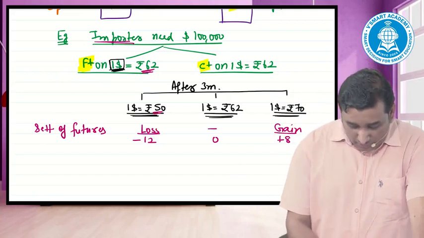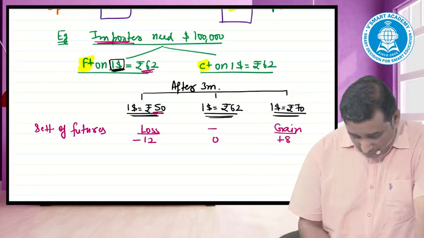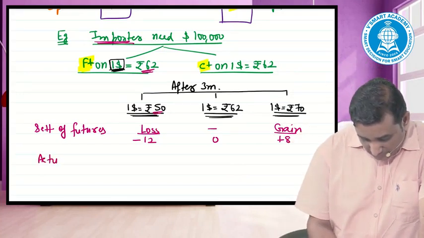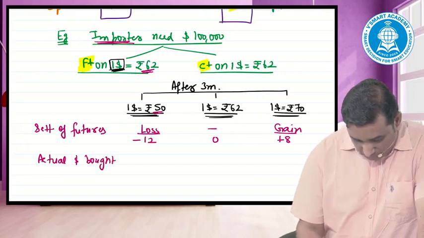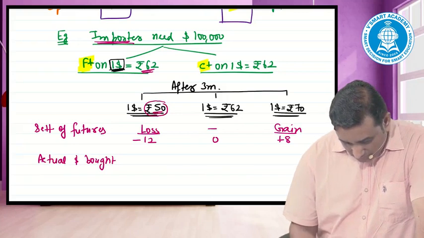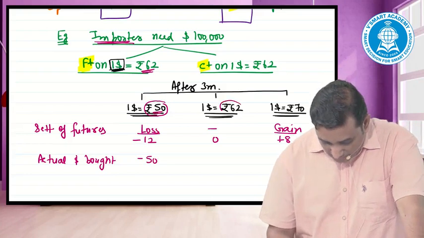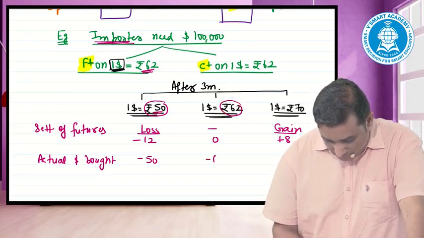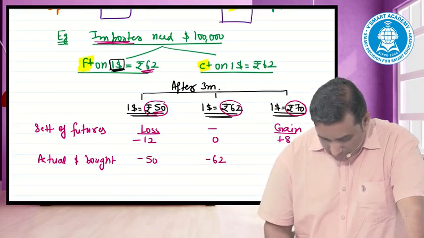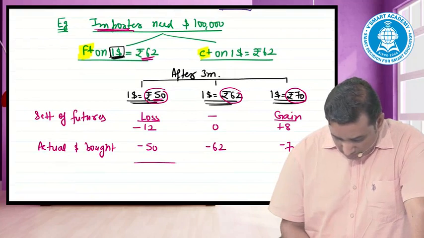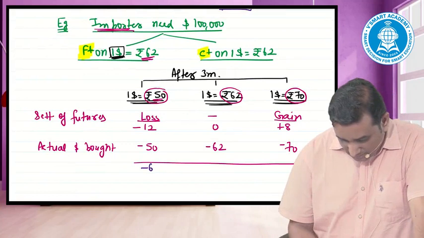Then since you were an importer, you'll go to which market and buy dollars? The actual market. Actual buying of dollars. What is the rate in the market? 50. Your cost will come out at 50. In this case, the rate in the market is 62. Your costing would be 62. In this case, the rate is 70. Your costing would be 70.